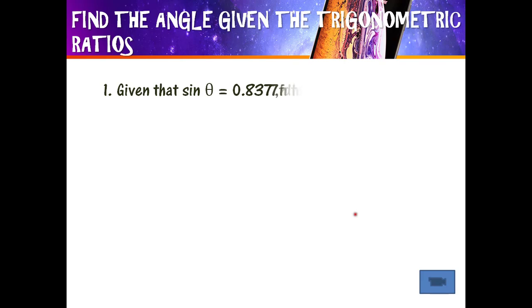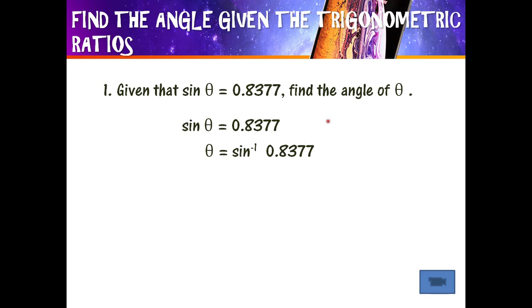Next, find the angle given the trigonometric ratio. Given that sine theta equals 0.8377, find the angle of theta. This is the theta, sine theta, this is your question. Just copy it back: sine theta equals 0.8377. When you want to find theta from sine, you go over here and you will get arc sine.